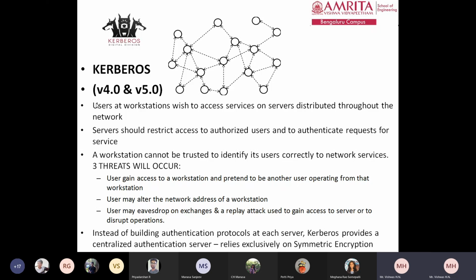A workstation cannot be trusted to identify its users correctly to network services. Three threats will occur. A user may gain access to the workstation and pretend to be another user operating from that workstation, or a user may alter the network address of a workstation, or a user may eavesdrop on exchanges, and a replay attack may be used to gain access to the server or to disrupt operations. These are the three attacks. So a workstation cannot be trusted to identify its users.